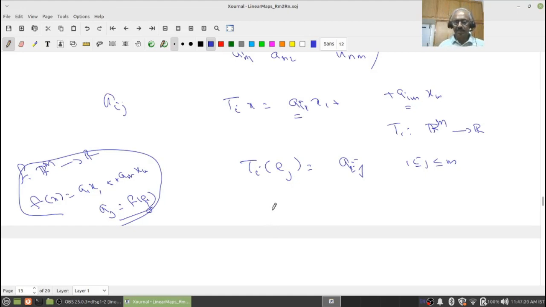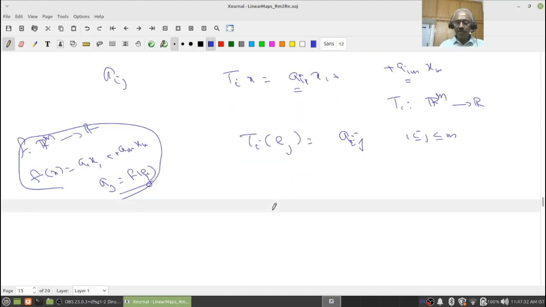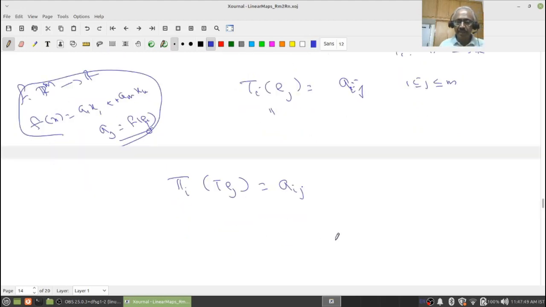Very good. Therefore I know what all the coefficients are, but I know something more. What do I know? Remember, Ti of ej is nothing other than pi i of T of ej. So that is aij, right? But what is pi i? Remember, pi i is from Rn to R, and that's a linear map. We know that pi i of x is nothing other than x dot ei, where ei is the standard basic vectors in Rn. Don't confuse this and that.